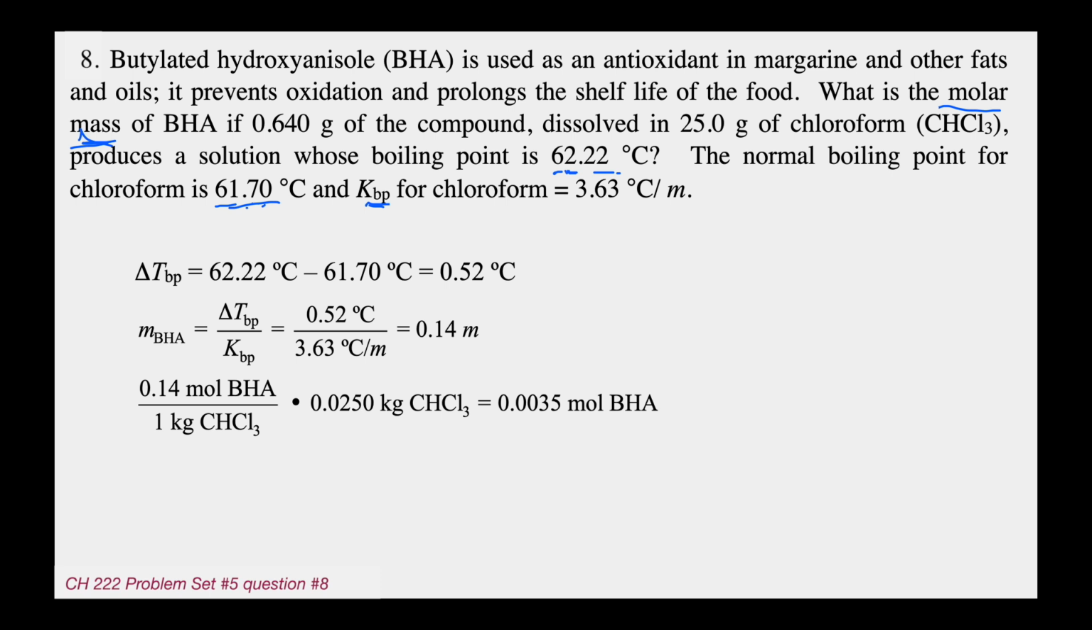0.0035 moles BHA. Now remember, molar mass, which is what we're after, it's grams divided by moles. So if you take that 0.640 and you divide it by 0.0035, 180 grams per mole. That's the molar mass of BHA. And for a chemist, this is a cool number to know. There's a lot of uses for molar mass. This is one way. You can use it in a boiling point elevation problem like this one.